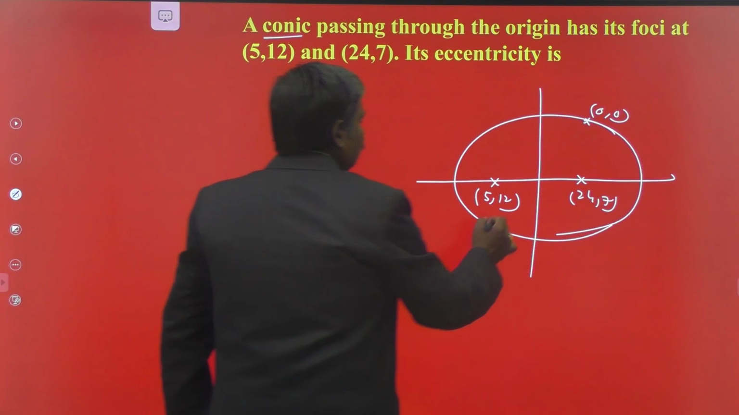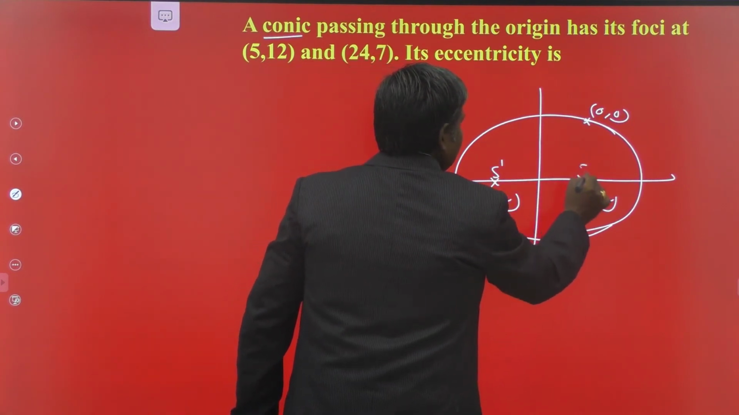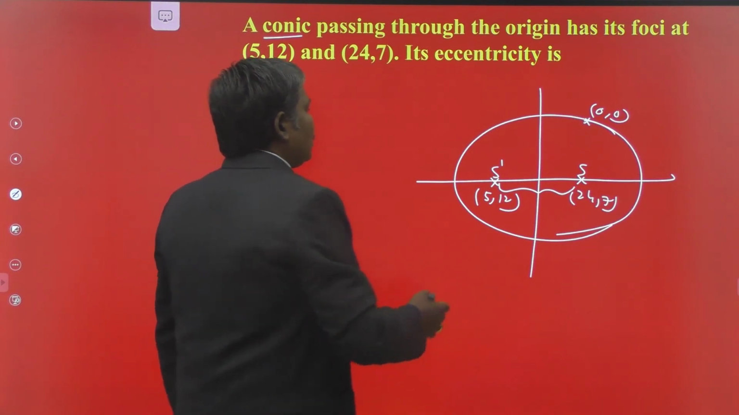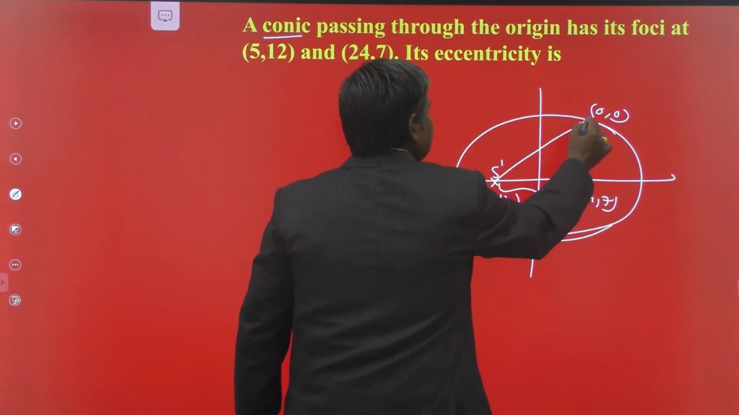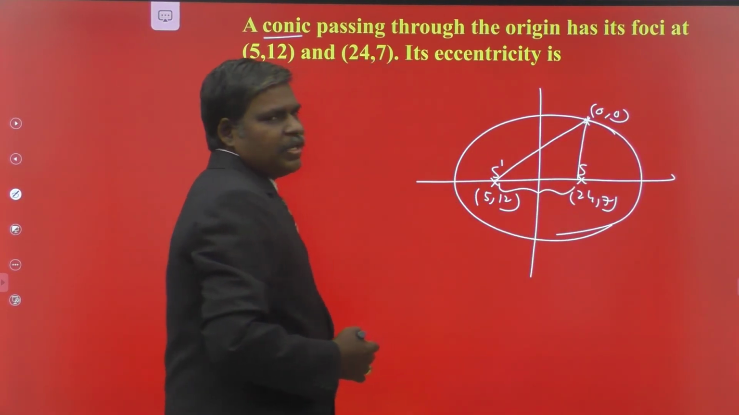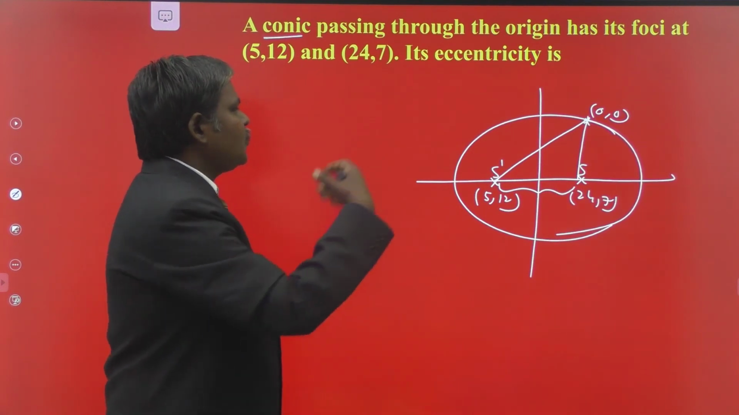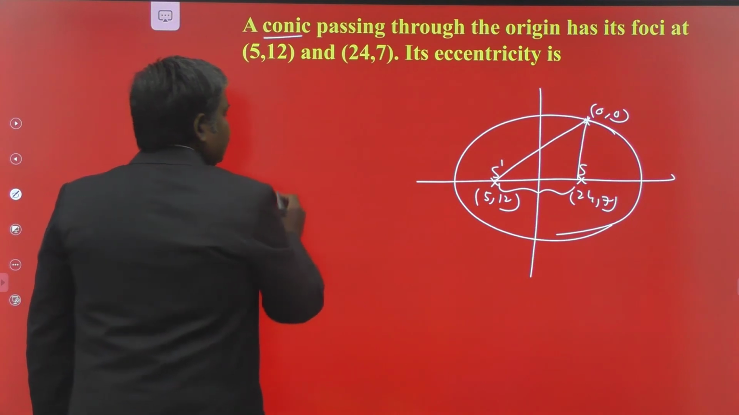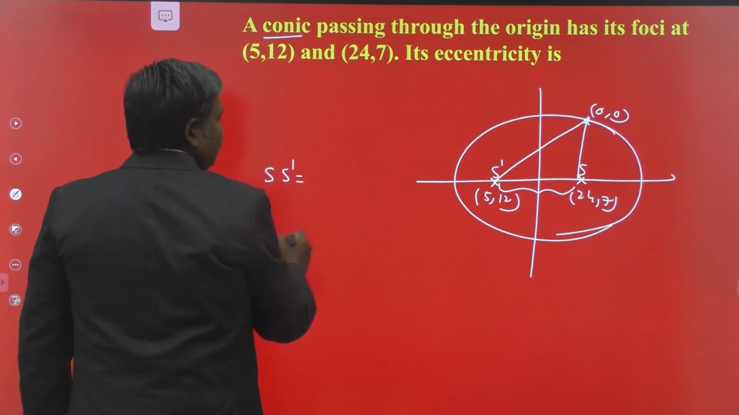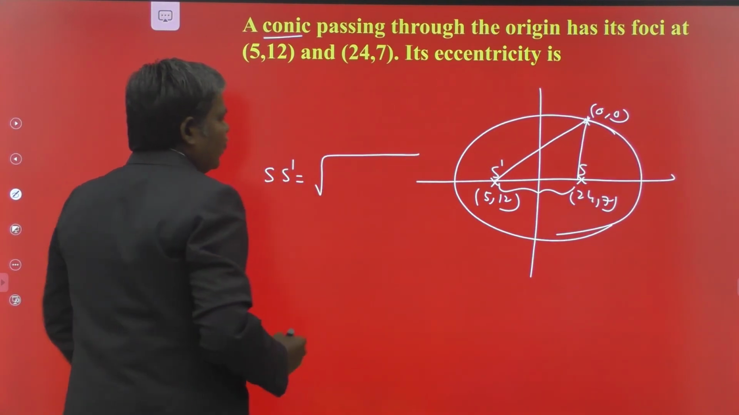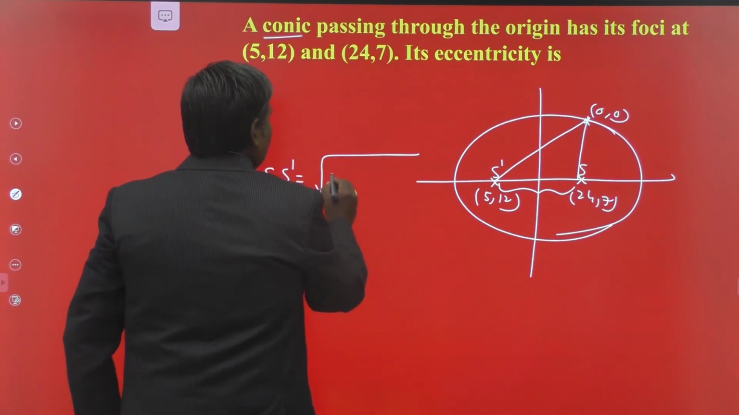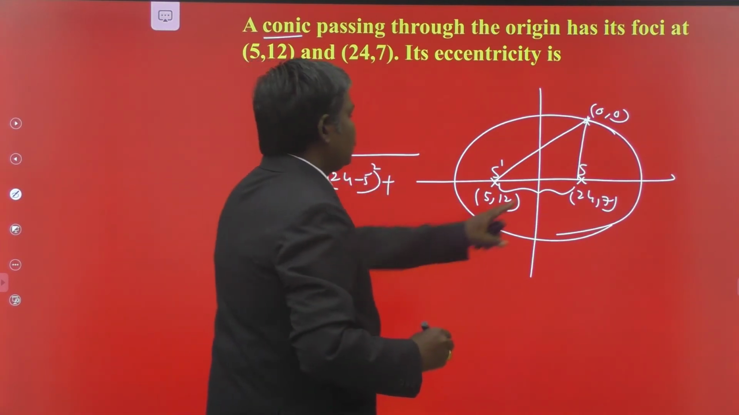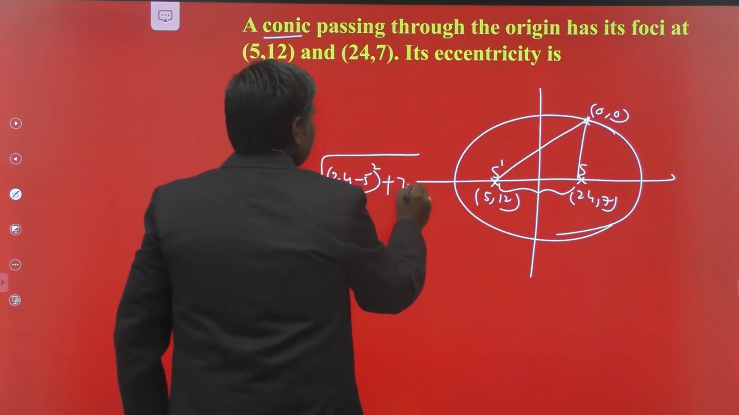So we have to use two things. This is S dash S. The distance between the two foci is 2ae. Also you have to apply the focal distance. SP plus S dash P is 2a. Once you have 2ae and 2a, you can write the eccentricity. Now what is S S dash, my dears? This is square root of 24 minus 5 whole square plus 7 minus 12 whole square.